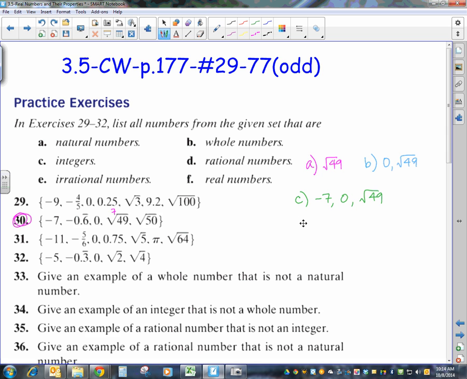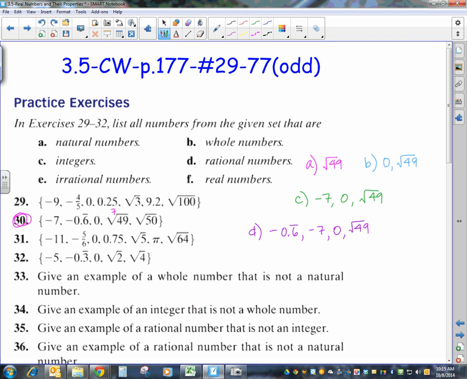And then if I go to D, I might run out of room. Let's go over here. D says which of these are rational numbers. Again, all of those are rational numbers, and what I get to add to the list would be that repeating decimal. So it'd be negative 0.6 and then negative 7 and 0 and the square root of 49.